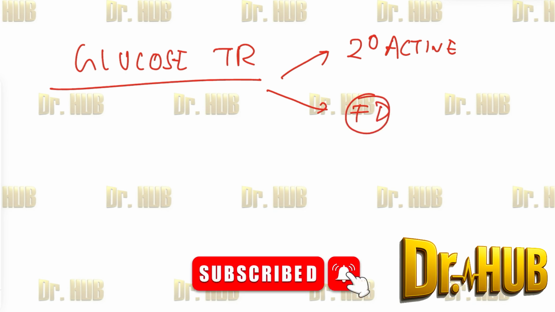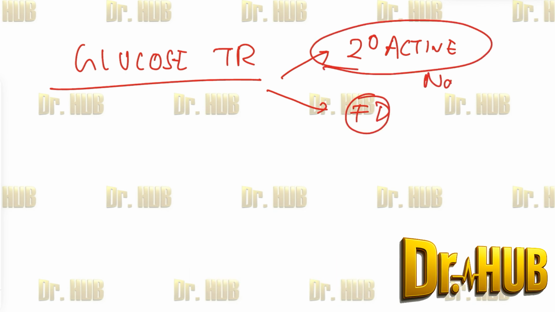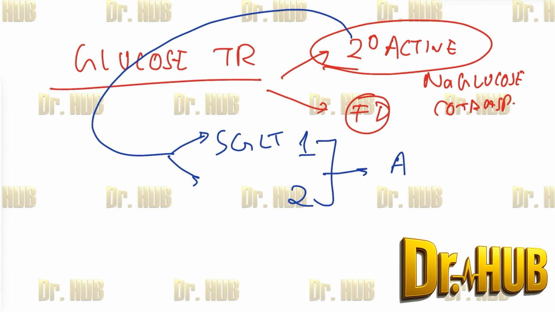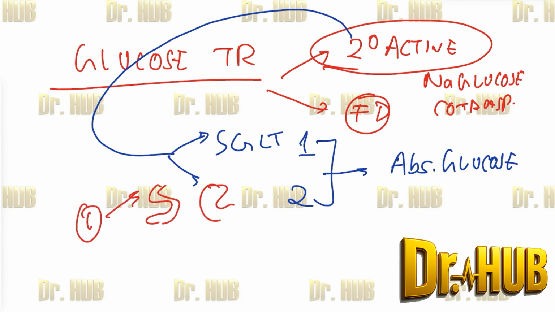In the case of the secondary active transport, this is nothing but the sodium glucose co-transporter. Under the secondary active transport, we spoke about the SGLT, considered 1 and 2. Both serve the same purpose, that is the absorption of glucose. Next, we spoke about where it is present. SGLT1 was present in the small intestine as well as the renal tubules. SGLT2 was only present in the renal tubules.